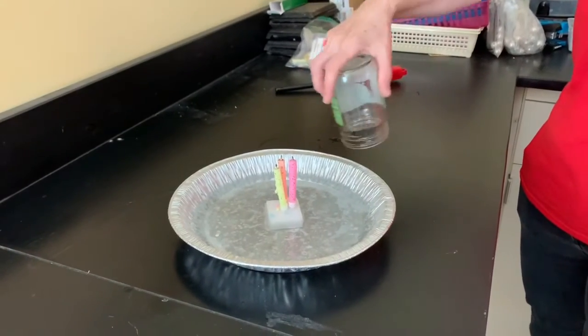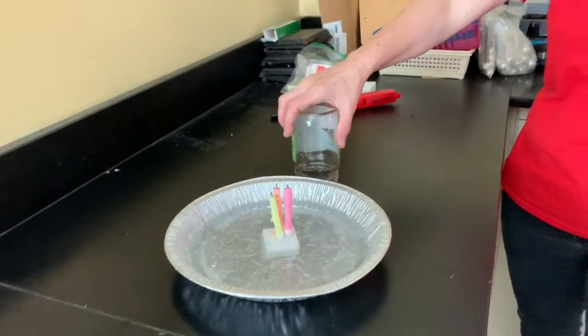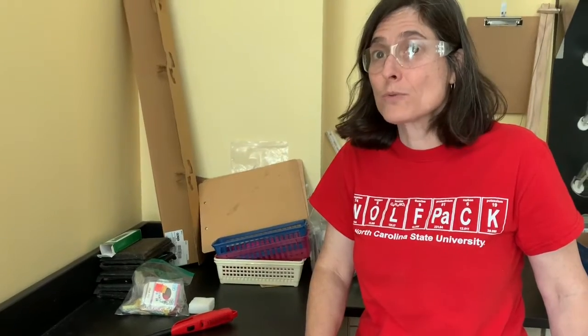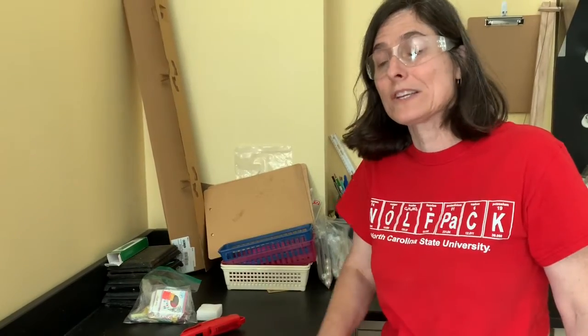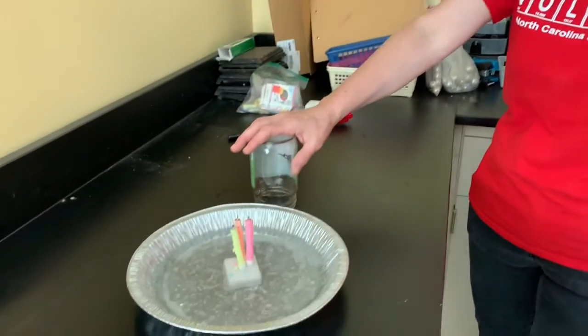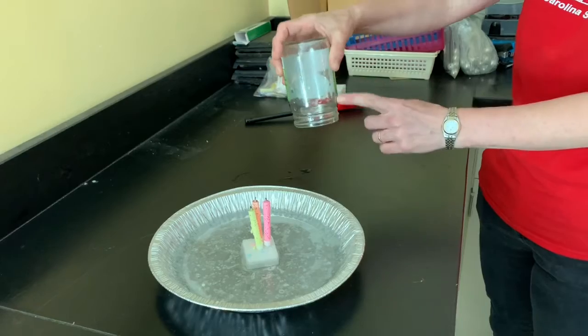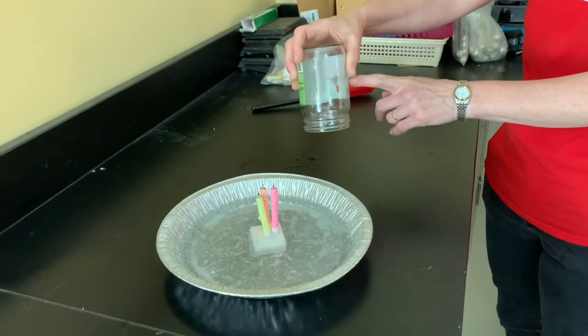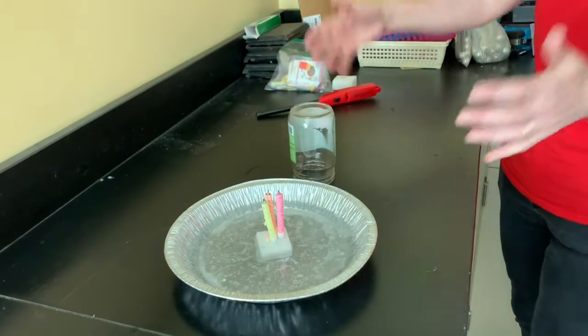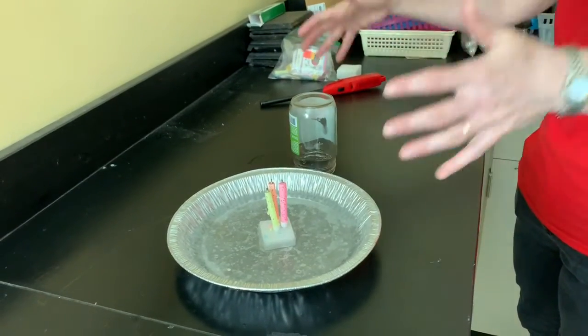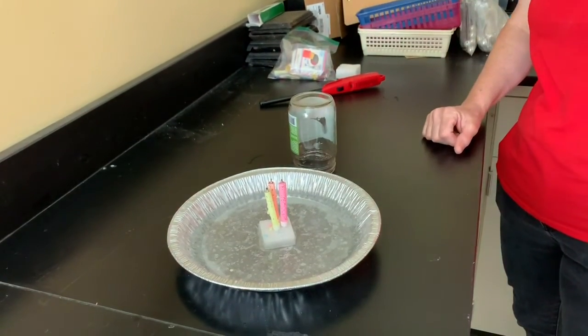And then because the temperature drops, Gay-Lussac's law says that the pressure will also drop because it's a direct relationship between those variables. So when the pressure drops inside the jar, the atmospheric pressure is greater than the pressure inside the jar, and that's what forces the water inside the jar.